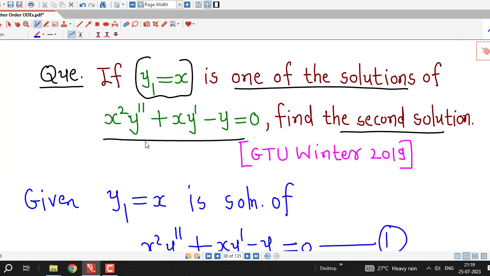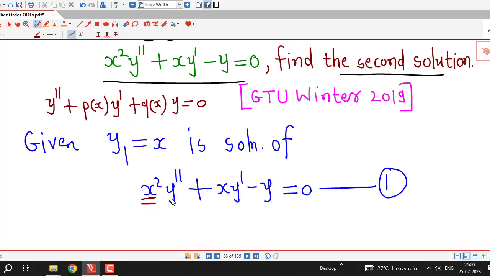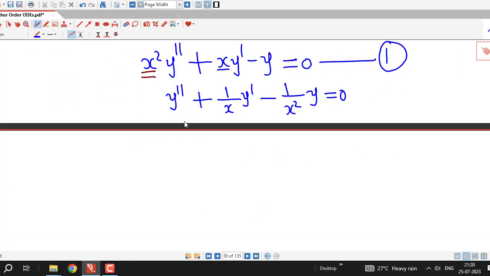The standard form for this method is that we must express our equation in this form: the coefficient of y double dash is 1, plus some function of x into y dash plus q(x) into y equal to 0. Here the coefficient of y double dash is x square, so I have to divide the whole equation by x square. So here I have x divided by x square, that is 1 by x, and minus 1 by x square y equal to 0. And now we compare this equation with the standard form.